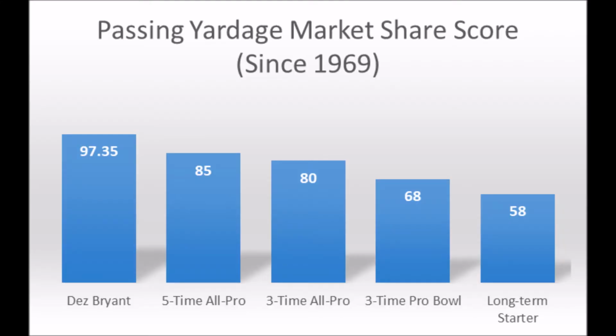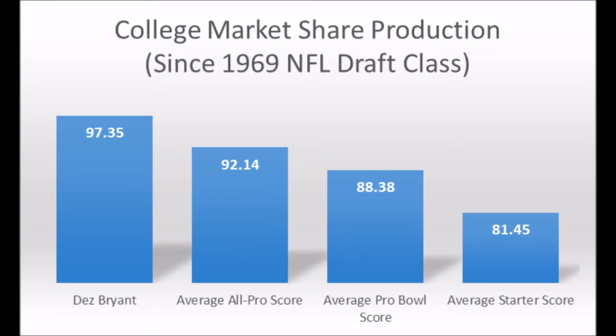So first off, when you look at Dez Bryant's passing yardage market share production, he had a 97.35 out of 100 market share production score, which, as you can clearly see, since the 1969 NFL draft class, hits every single long-term threshold you want: 5-time All-Pro, 3-time All-Pro, 3-time Pro Bowl, and long-term starter threshold. So he essentially hit every single high upside threshold you want. On top of that, when you get to the averages at the position, so the average All-Pro score, the average Pro Bowl score, and the average starter score, he pretty much hit above the averages in every single metric as well. So from a production standpoint, Dez Bryant checked all the boxes.